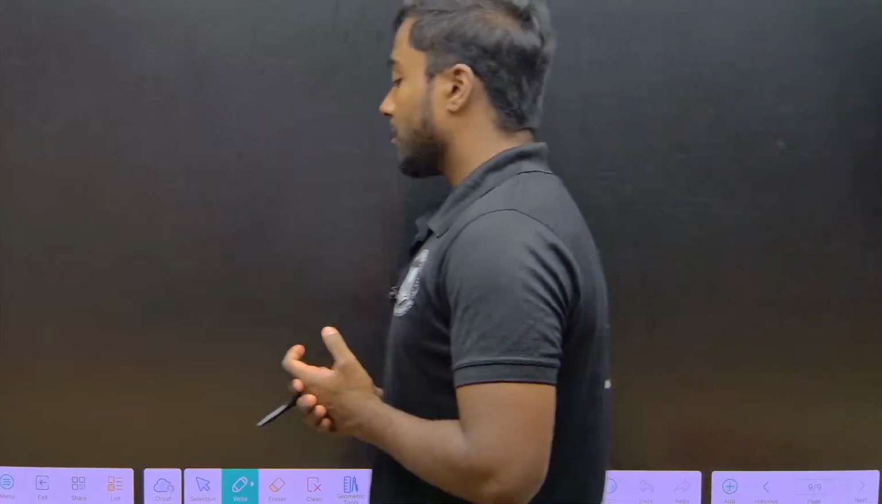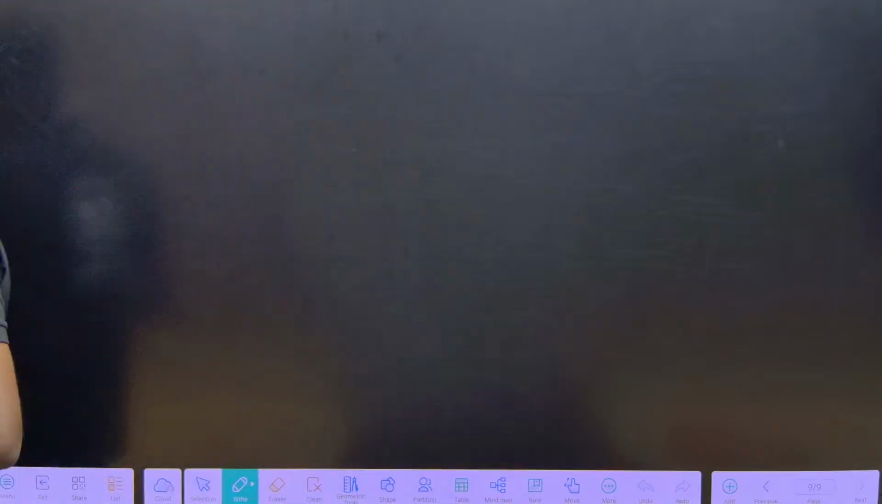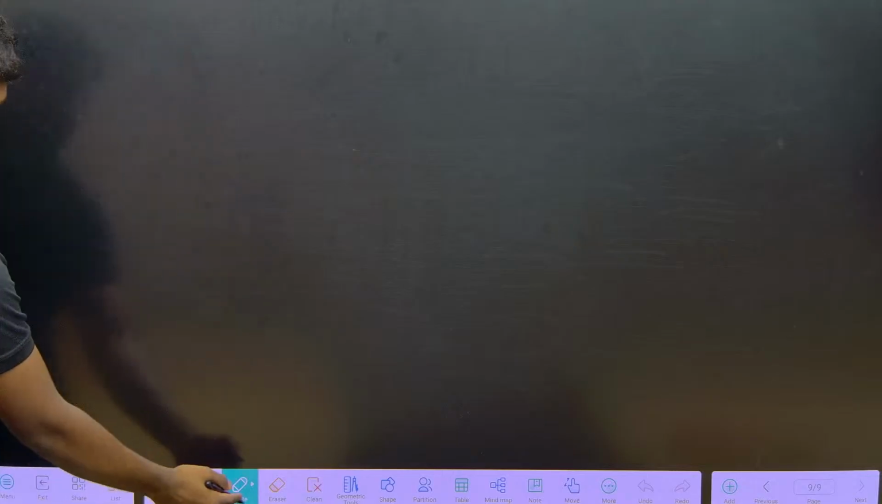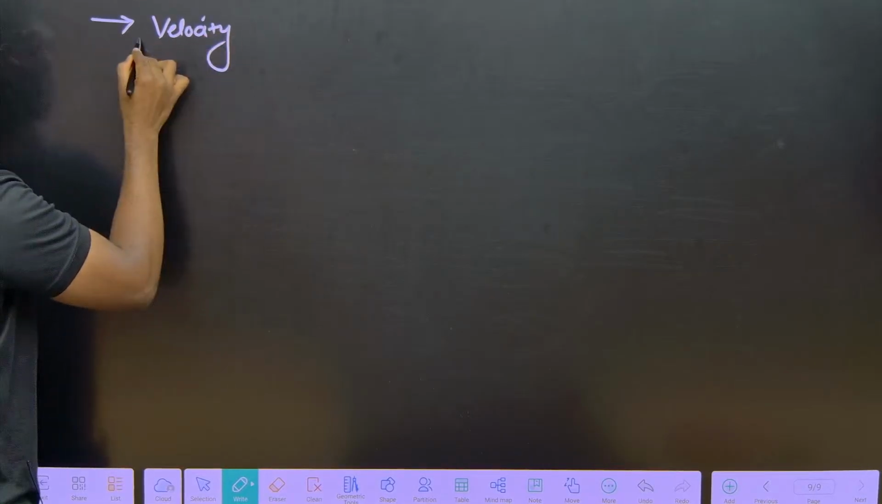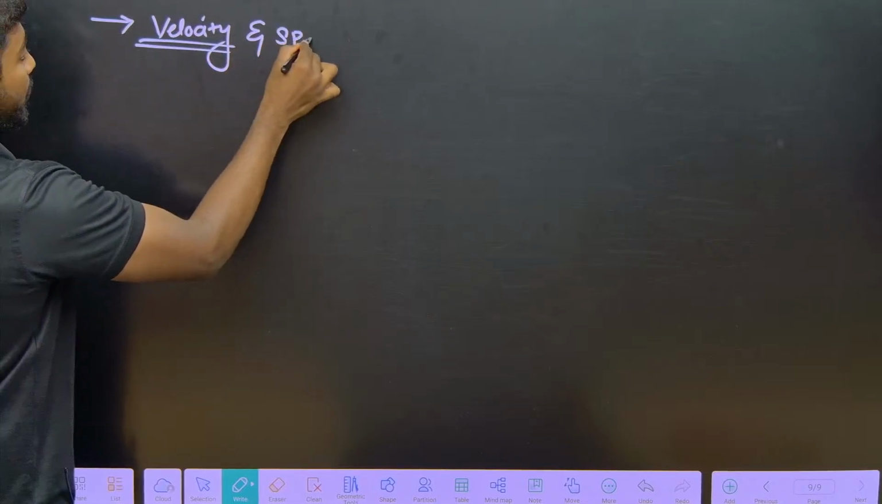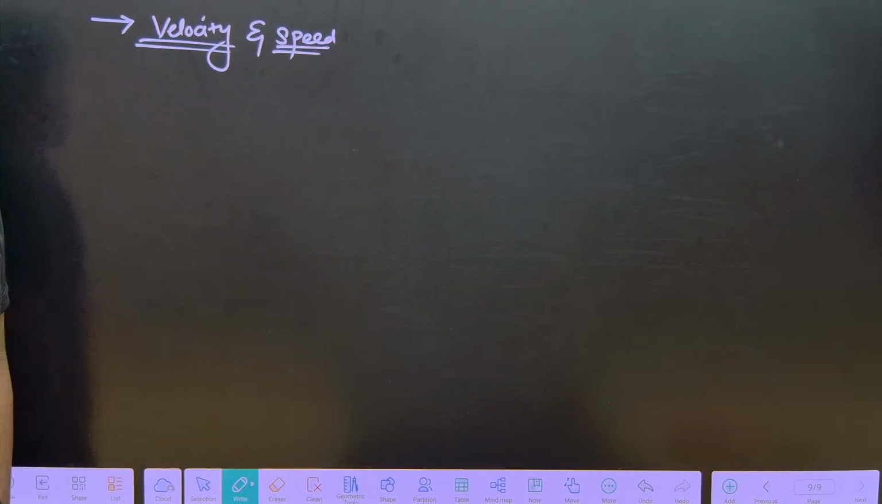So the next topic is velocity. We talked about position. Change in position is nothing but displacement. Now the velocity point. Change in displacement with respect to time is nothing but velocity. Velocity and speed. Okay, speed and velocity.